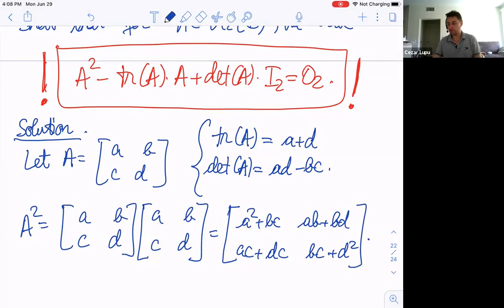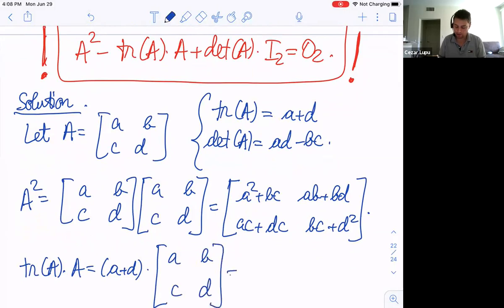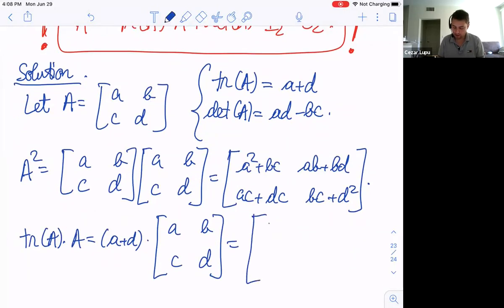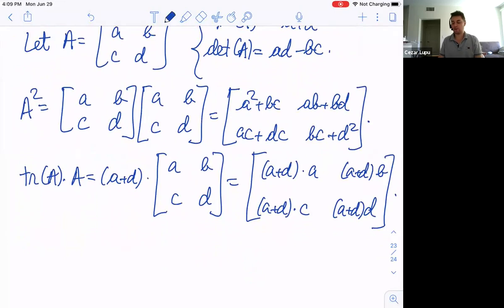Now what we're going to do is just compute it. So let's see who is the trace of A times A. The trace of A, I told you, is just a scalar. So it's a plus d times this matrix (a, b; c, d). Now if you multiply this, it will be a plus d times a, a plus d times b, a plus d times c, and a plus d times d. Okay, so that's my matrix trace of A times A. And of course, you can multiply these elements inside it. It doesn't really matter.